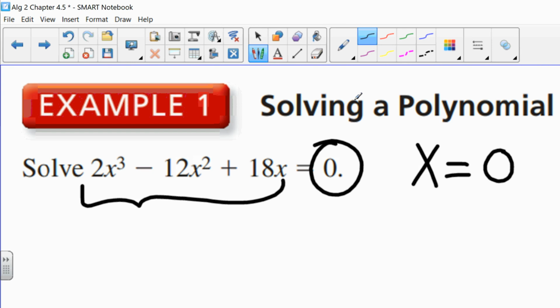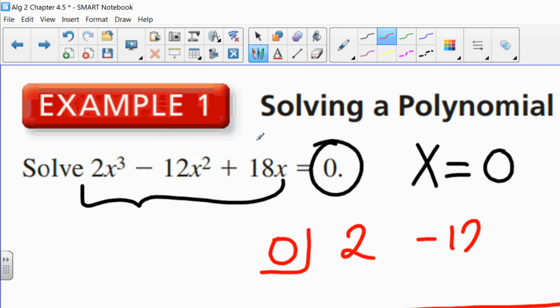Y'all know what it would be? Well, one way we can see if we can find it is with synthetic division. Because each of the numbers that we were plugging in with synthetic division, if it gives us a remainder of 0, is a solution. So we can try this with the 0 first. So the numbers going across the top would be 2, negative 12, 18, and 0.